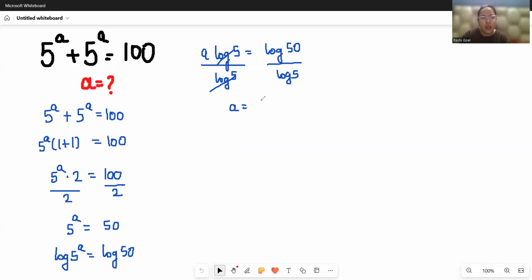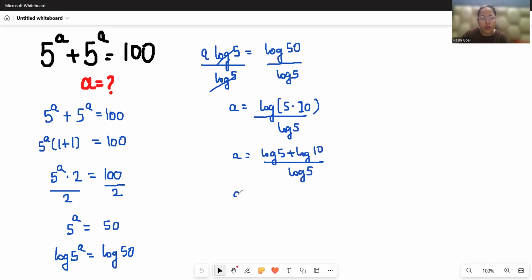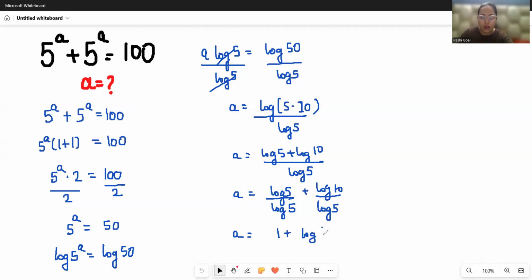So a = log 50 over log 5, and I can write 50 as 5 times 10. Using log (a times b) = log a + log b, a = (log 5 + log 10) over log 5. Now a = log 5 over log 5 plus log 10 over log 5. Now a = 1 + log 10 with base 5.